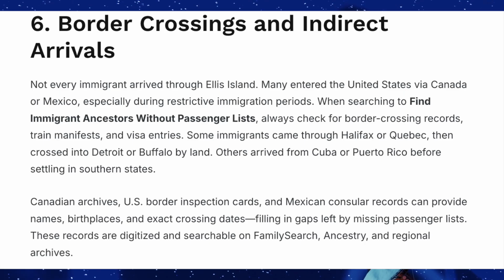You ready? Border crossings and indirect arrivals. So not everyone went through Ellis Island. Obviously, many entered the United States via Canada, Mexico, and other places depending on the year and what the United States and other countries looked like at the time, right? Especially during restrictive periods. So always check for border crossings, train manifests, visa entries. Some immigrants came through Halifax or Quebec, right? And so it could have come through different routes.